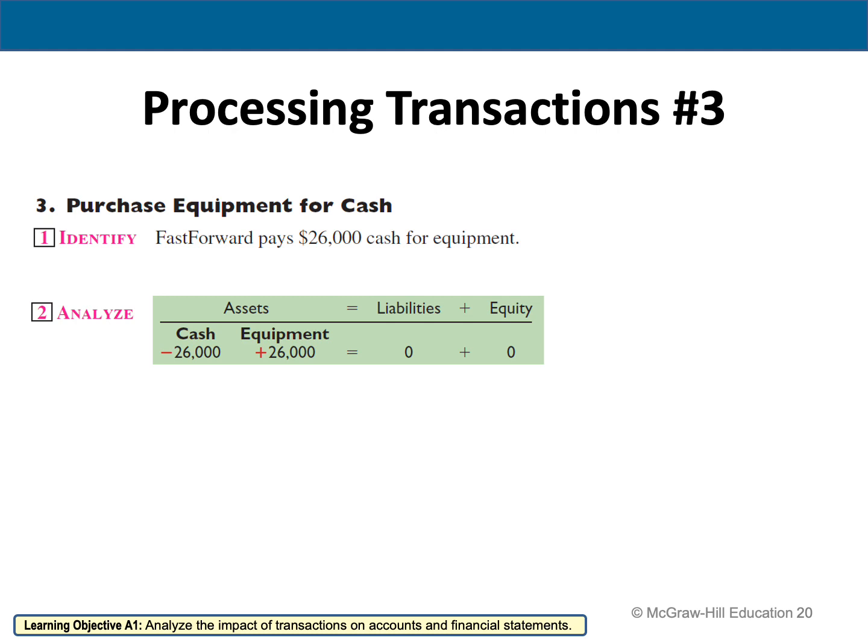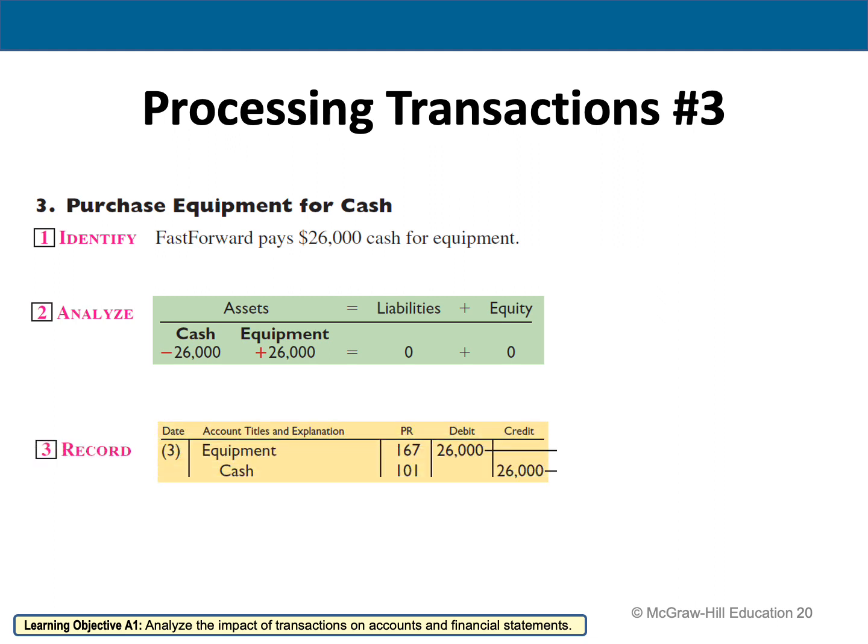So let's go to the third step, to record the journal entry. As I said earlier, the journal entry has two lines. The first line represents the debit side. So what should I record on the first line? I'm going to record the equipment, because the equipment is increasing, and it increases on the debit side. So that's why I record equipment 26,000 on the debit side. And on the second line of the journal entry, I'm going to record the cash. Why? Because the second line represents the credit account and the cash is decreasing. That's why I'm going to record it on the credit side with 26,000.